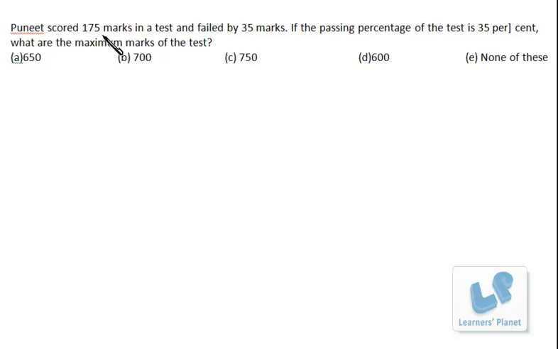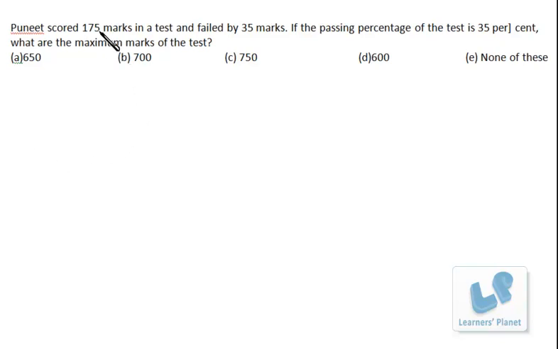Puneet scored 175 marks in a test and failed by 35 marks. If the passing percentage of a test is 35%, what are the maximum marks of the test? Now friends, there are two ways. Either you go backward or you just solve it as usual. So I'm just going to discuss both the methods over here.